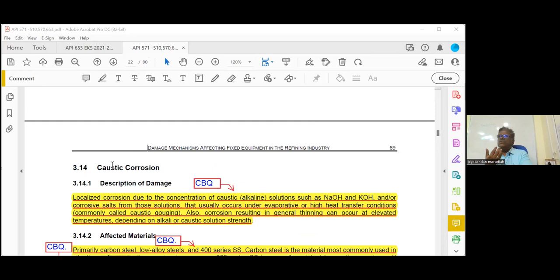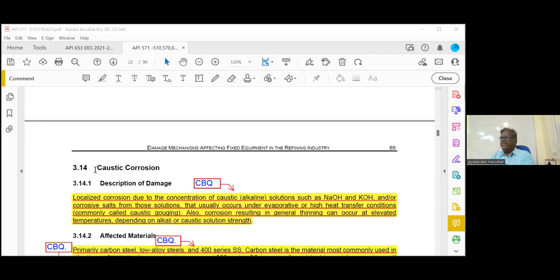If the pH is more than 7, we call it alkaline. Now, what is caustic? Point number 1, page number 69. Please take page number 69. Caustic is a very important damage mechanism because there are two damage mechanisms in caustic: caustic corrosion and caustic stress corrosion cracking. I will complete corrosion first. Caustic is an alkaline chemical. Alkaline means pH more than 7, 8 to 14. So what is caustic? It is nothing but sodium hydroxide or potassium hydroxide.